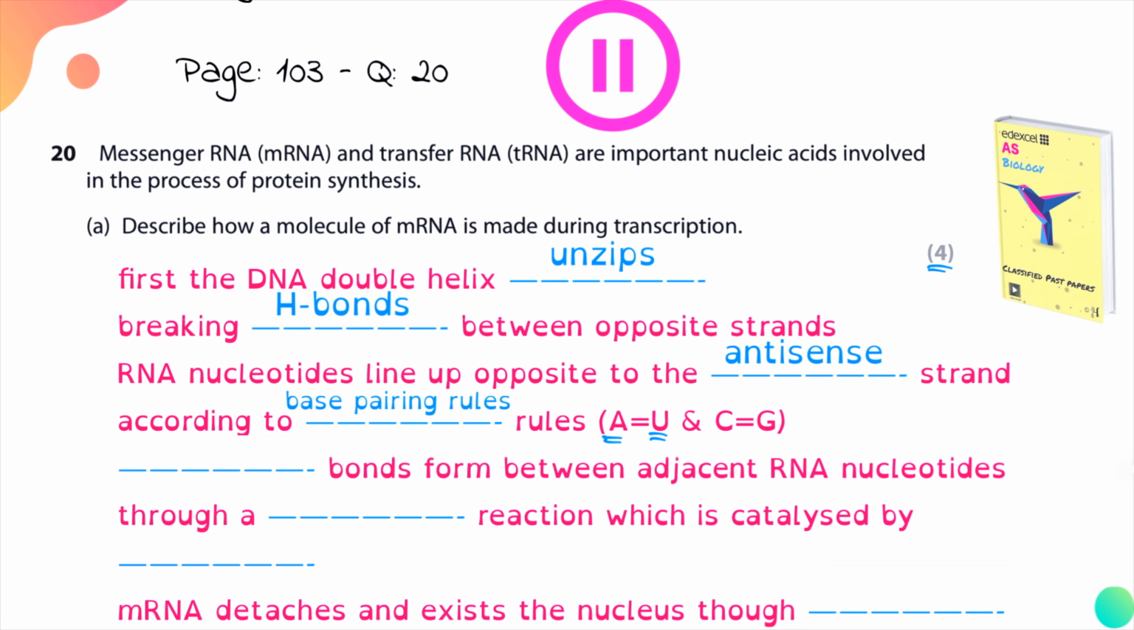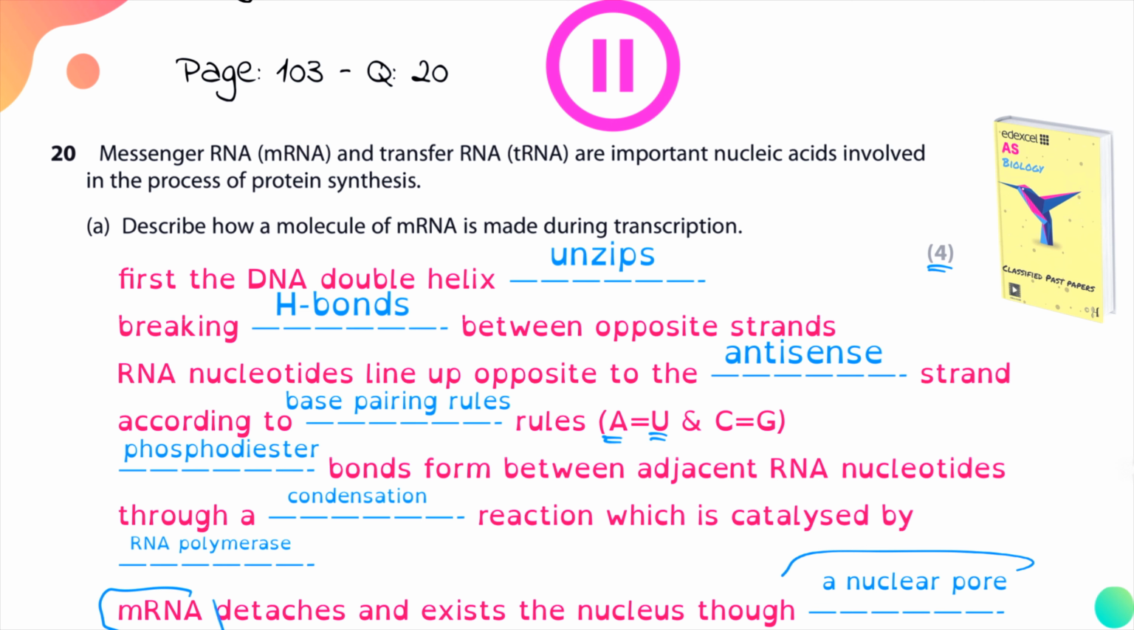Then the next point, I'm going to say here phosphodiester bonds form between the adjacent RNA nucleotides. We're going to name the chemical reaction here. We're going to call it a condensation reaction, which is catalyzed by the only enzyme we took today. We call it RNA polymerase. Following this, the mRNA, the messenger RNA, detaches from the nucleus, exiting through a pore in the nucleus. We call that a nuclear pore.